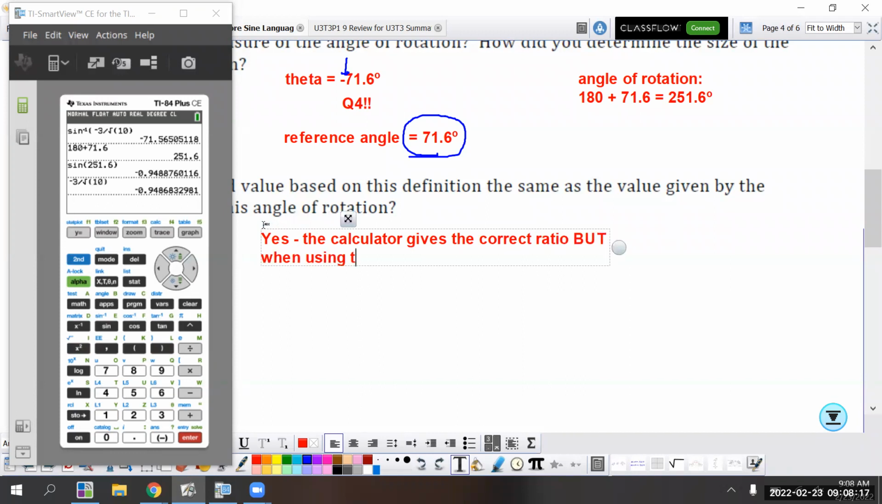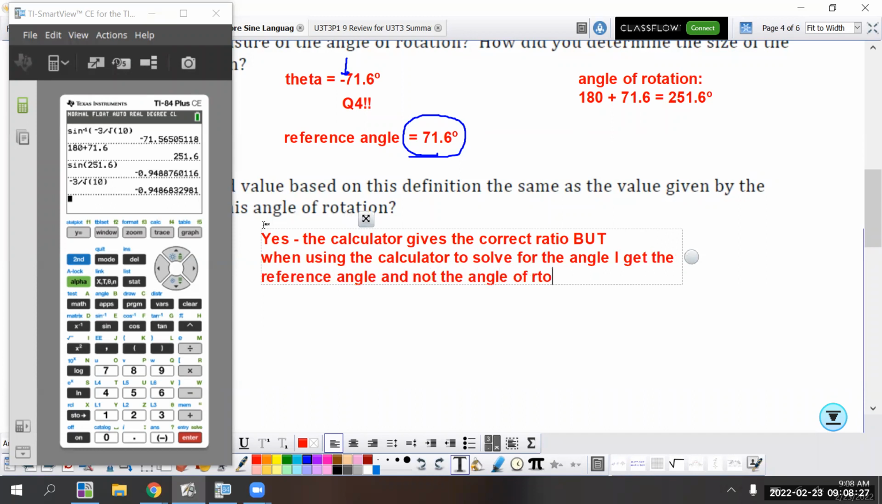But when I've been using the calculator to solve for the angle, I get the reference angle and not the angle of rotation. We have to use our brains to find the angle of rotation, not just take the calculator answer as the exact answer.